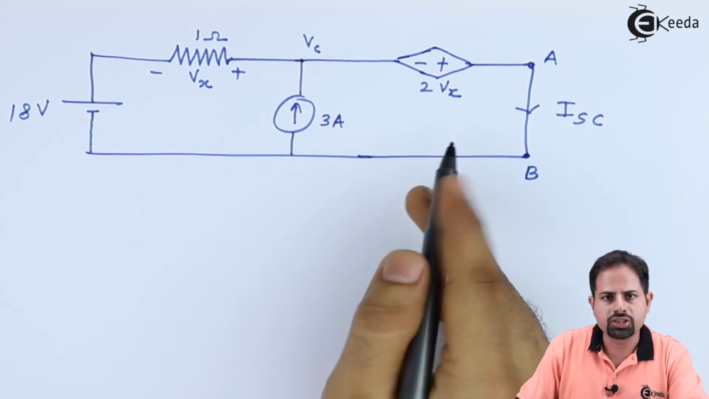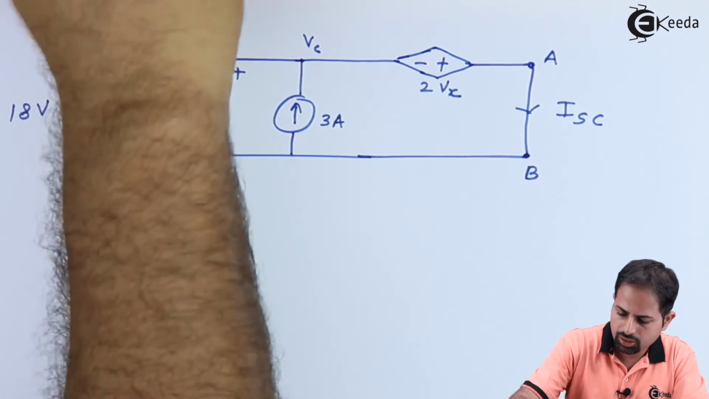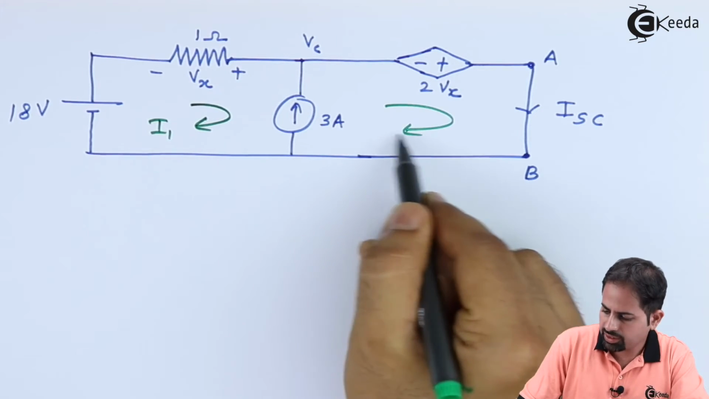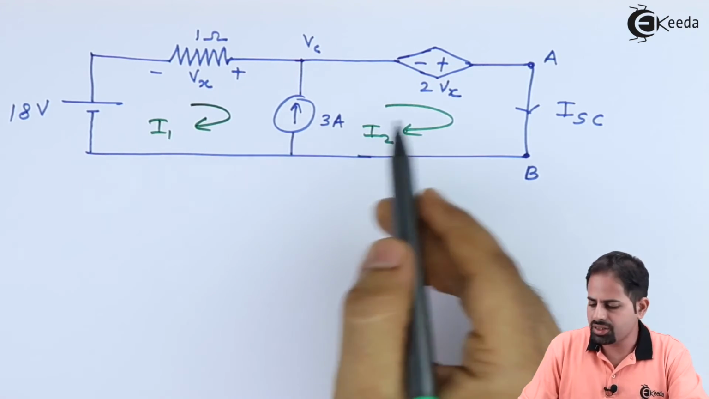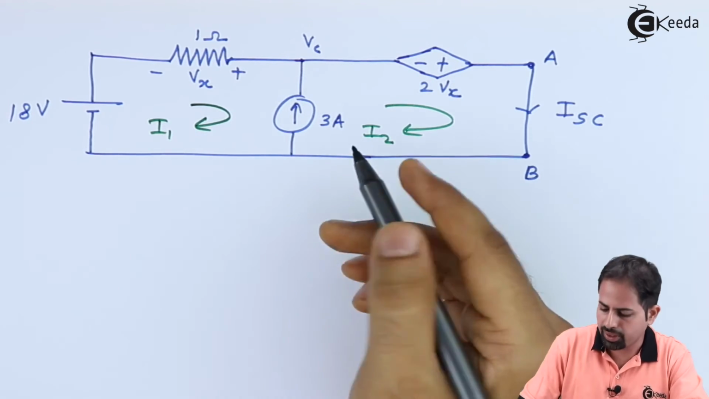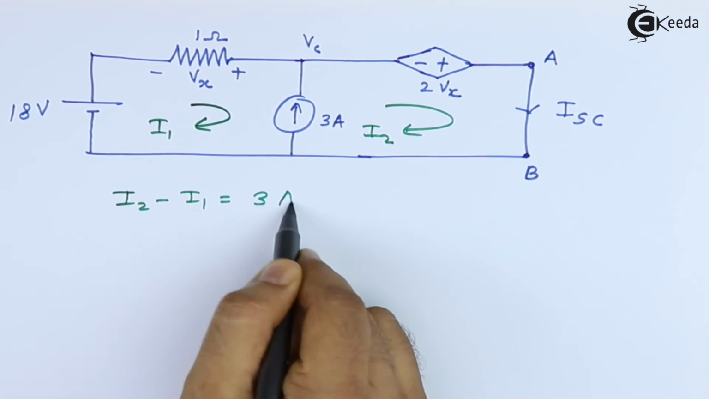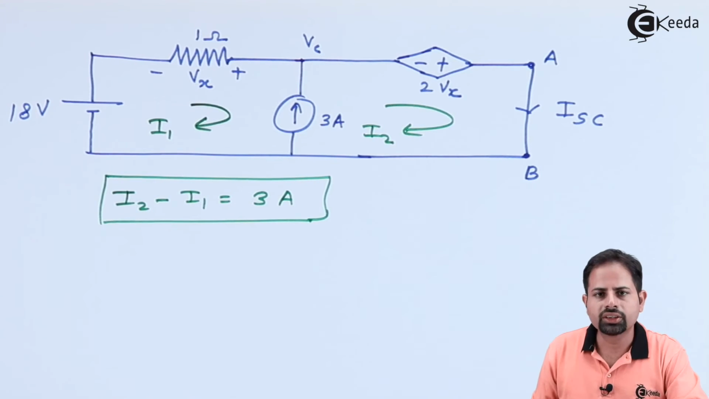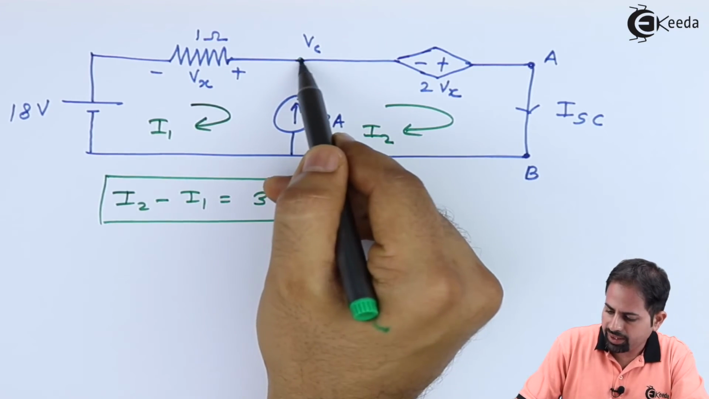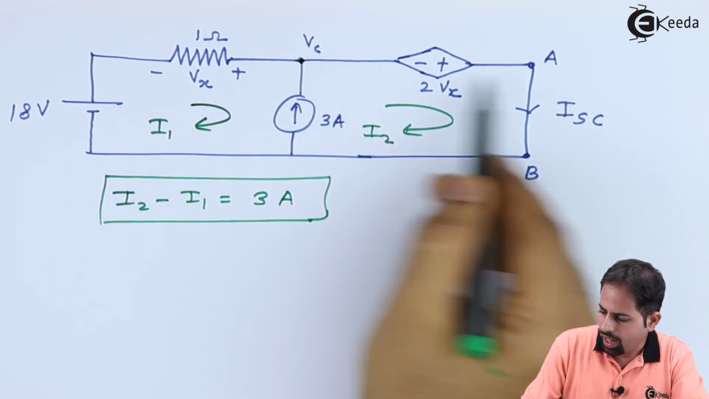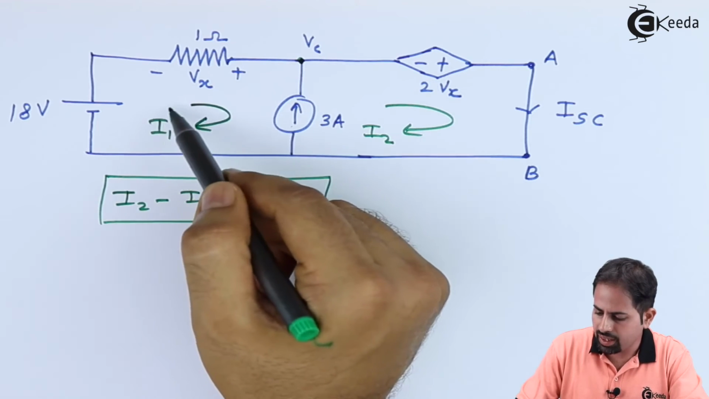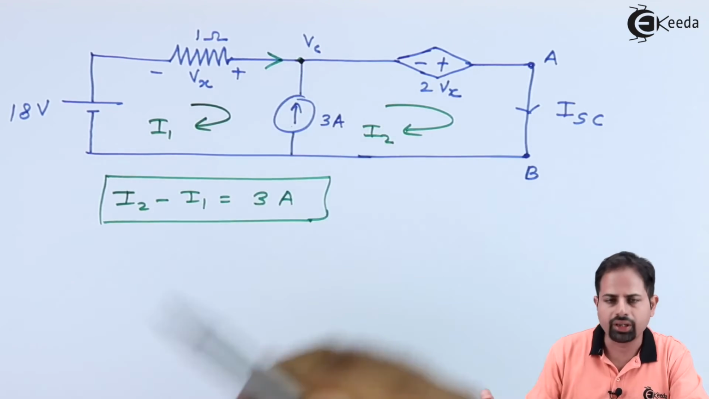So we can give names to these currents. Let's call this current I1 and this one I2. The reason is then we will have this super mesh condition and we can write that I2 minus I1 equal to 3 amperes. So this is one equation we have. And then if I apply KCL at this particular node, I short circuit is the outgoing current, this 3 ampere is incoming current, and I1 is also incoming current.